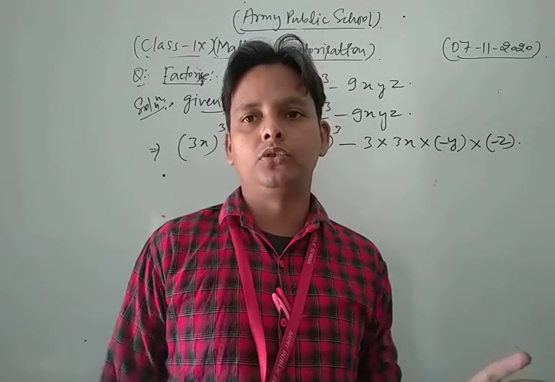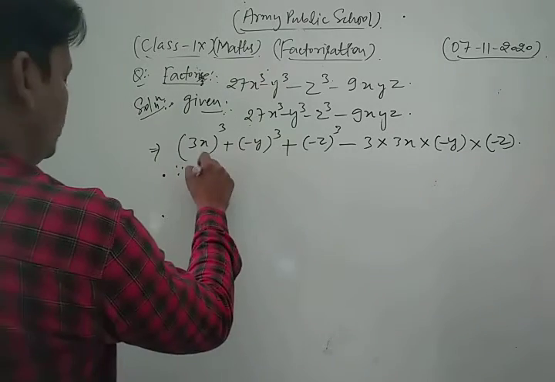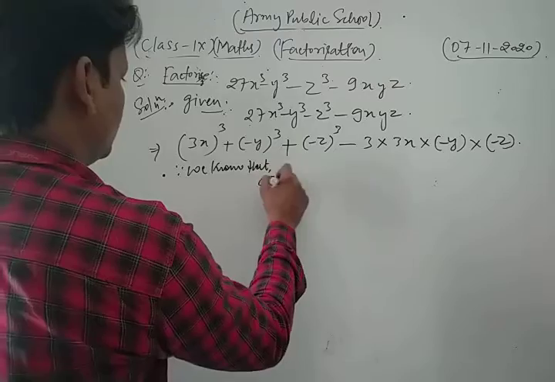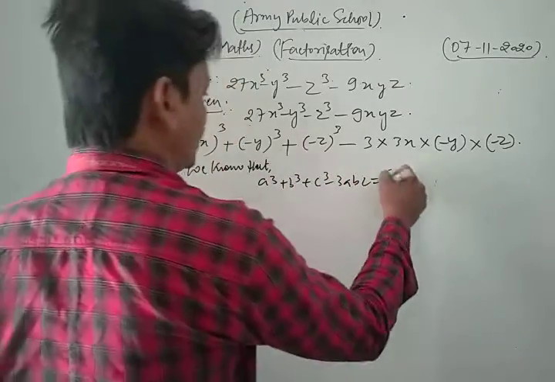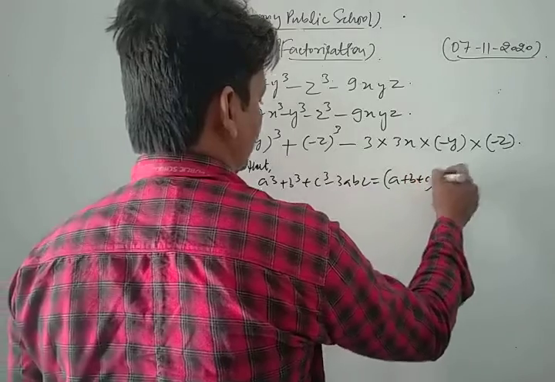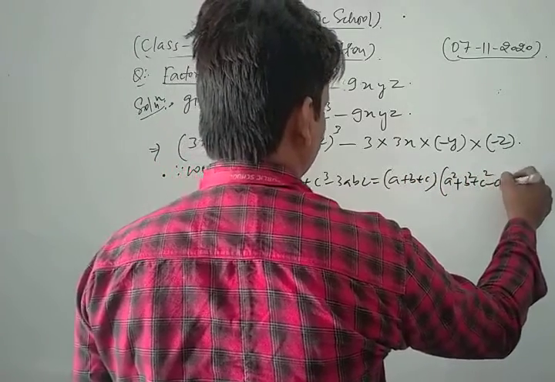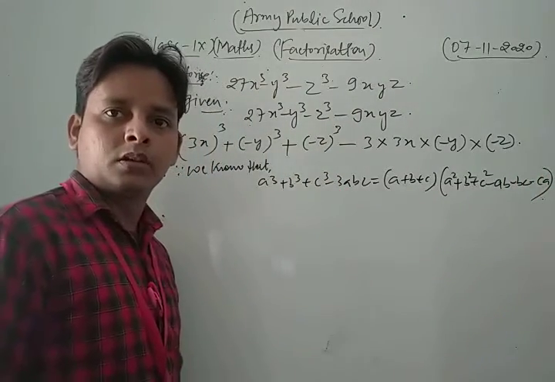a cube plus b cube plus c cube minus 3abc. So since we know that a cube plus b cube plus c cube minus 3abc is equal to what? a plus b plus c in one bracket, a square plus b square plus c square minus ab minus bc minus ca. This is the formula.